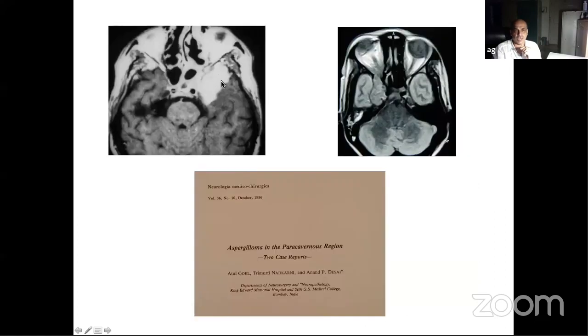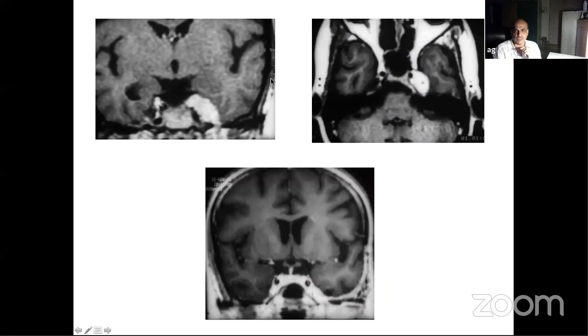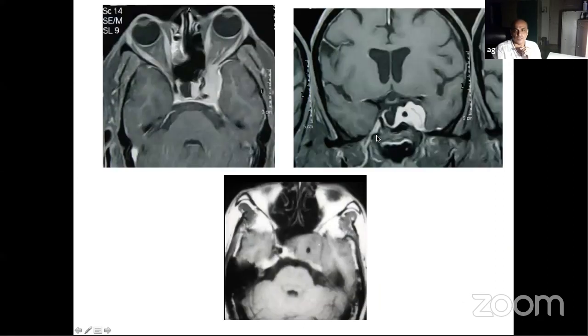This is an aspergilloma involving the cavernous sinus. This is a tuberculoma involving the cavernous sinus. This is a meningioma involving the cavernous sinus. When the tumor goes on both sides of the dura, meningioma is the mother of all tumors. Meningioma arises from the meninges and goes on this side and that side. No other tumor does.